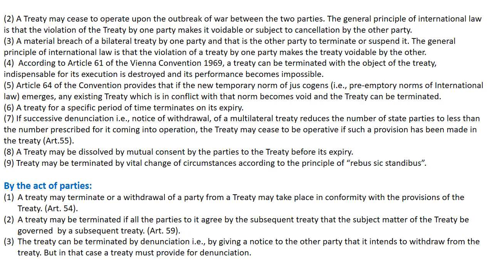A treaty can be terminated by denunciation, that is, by giving notice to the other party that it intends to withdraw from the treaty. But in that case, the treaty must provide for denunciation. So, by these 3 methods of act of parties, the treaty can be terminated.